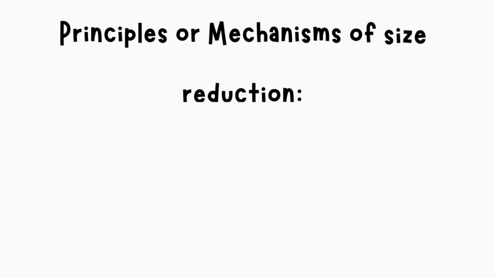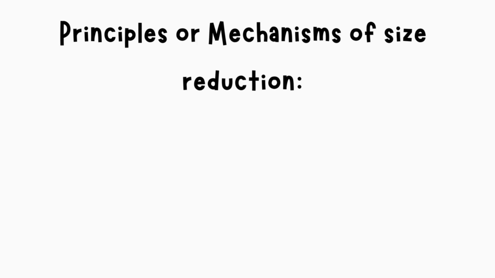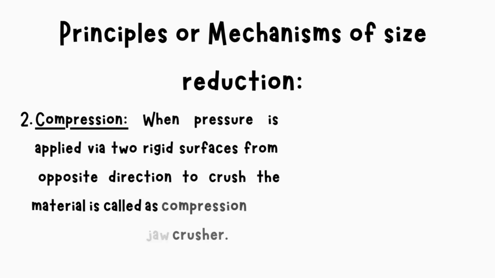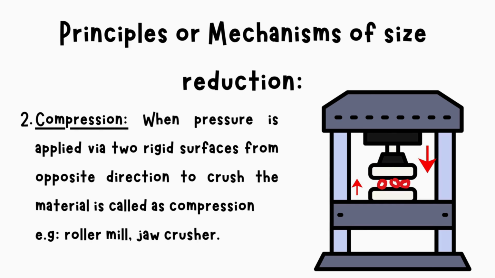What are the principles of size reduction? First one is impact. When a moving surface strikes a stationary object, or a moving object hits a stationary surface at very high speed, it is called an impact. Hammer mill works on this principle. The next one is compression. When pressure is applied via two rigid surfaces from opposite direction to crush the material, it is called compression. Example, jaw crusher, roller mill.